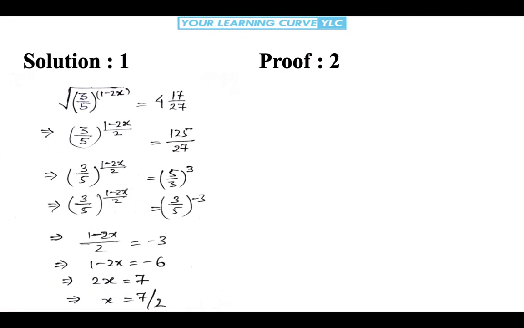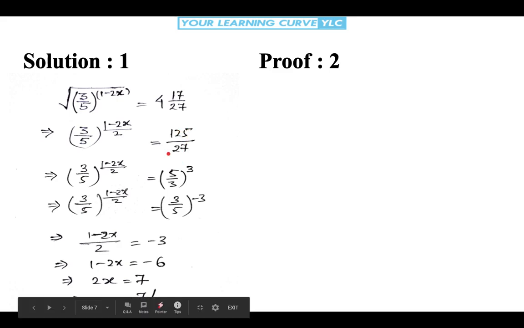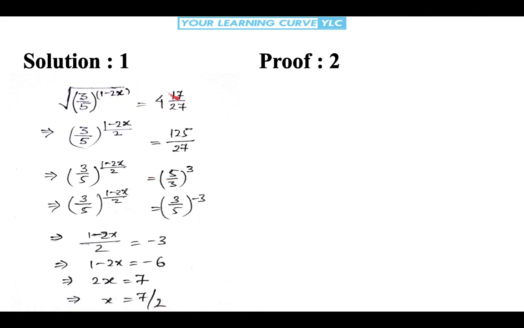As far as the solution of first part is concerned, we are being given that 3 by 5 raised to the power 1 minus 2x whole root is equal to 4 whole 17 by 27. This is a mixed fraction. First of all, you need to convert it to a proper fraction, that is multiply 27 into 4 plus 17 is equal to 125 by 27. I hope you all must be aware about this conversion. After doing this, we observe that on the LHS we have 3 by 5 raised to the power 1 minus 2x by 2, and on the RHS we have 5 by 3 raised to the power 3.